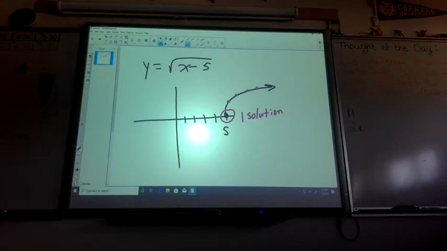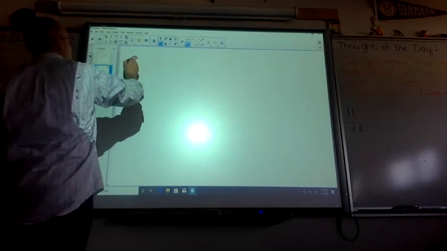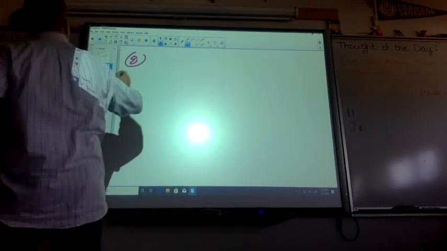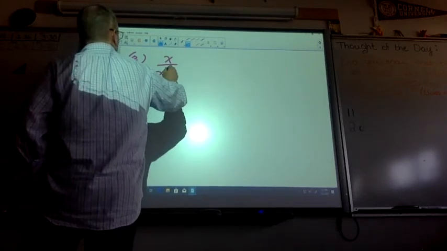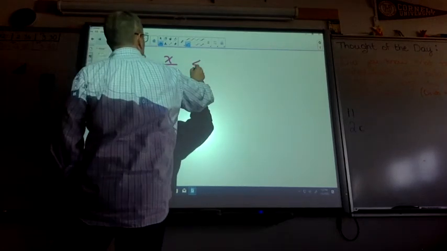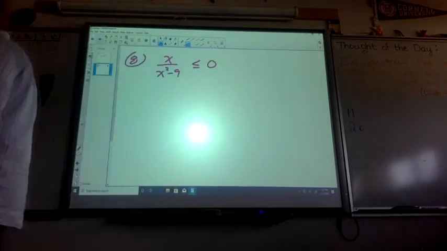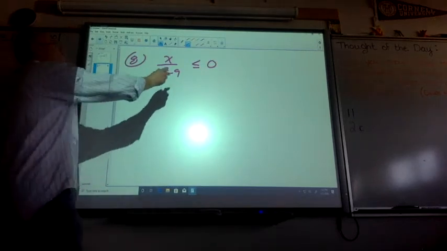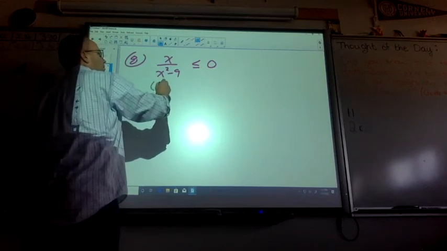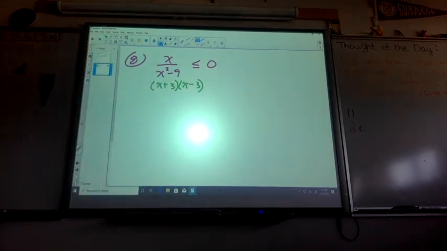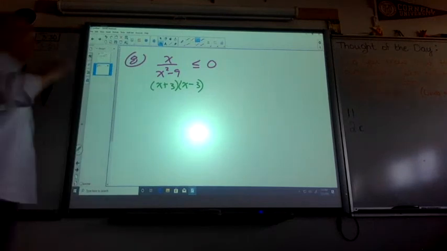Number 8? Yeah, okay. So, number 8 equals, what is it? x over x squared minus 9, and is less than or equal to 0. So there's 3 key points up here because our denominator will factor to x plus 3, x minus 3. Is that okay so far? Yeah. Okay, so things that we will know definitely will happen.